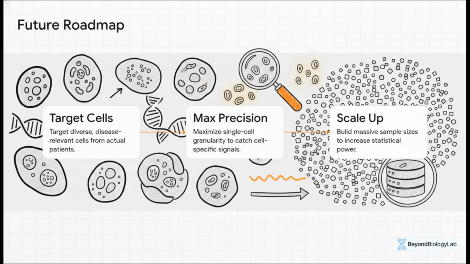And finally, step 3, we need to build massive sample sizes for these single-cell studies. We essentially have to pair the immense brute force scale of global meta-analyses with the granular precision of single-cell biology. It's an enormous logistical and financial challenge, for sure, but it is literally the only way forward.